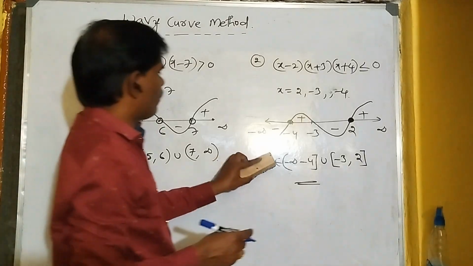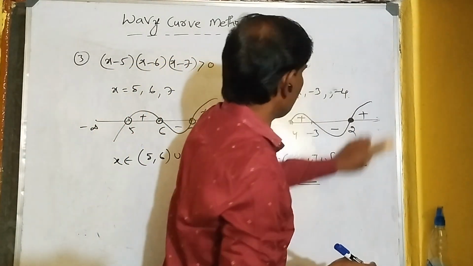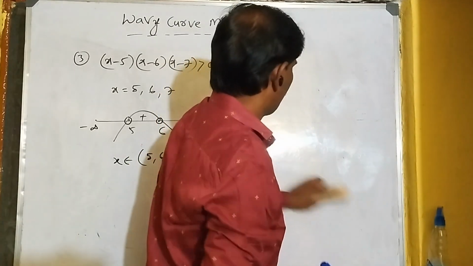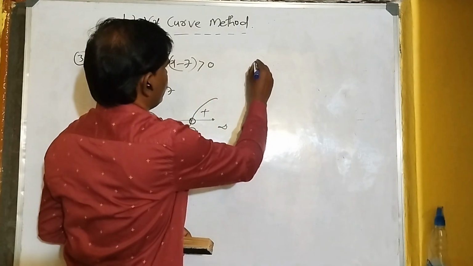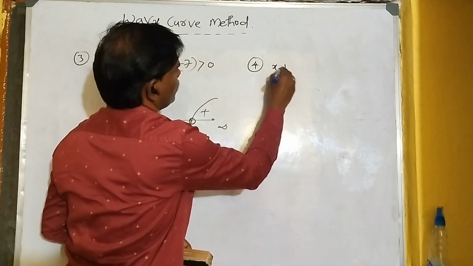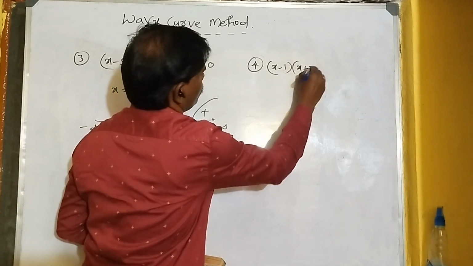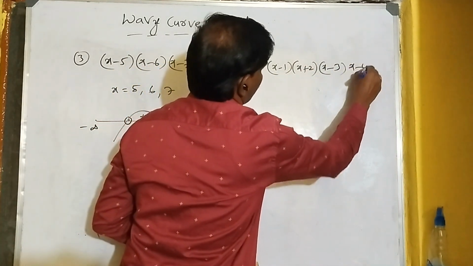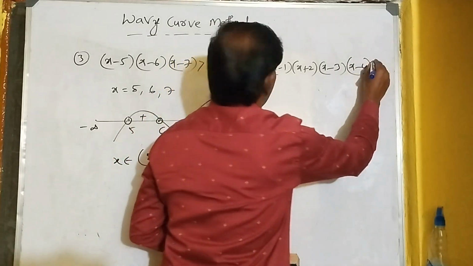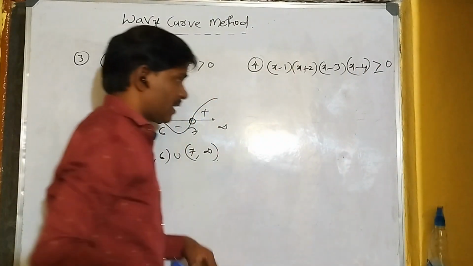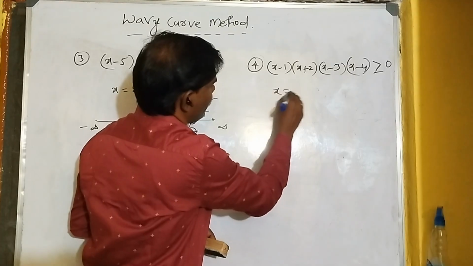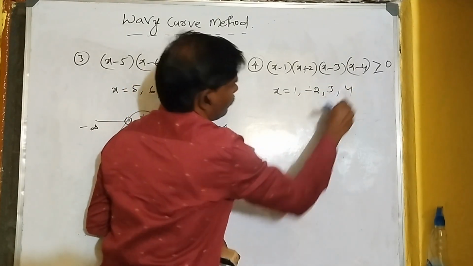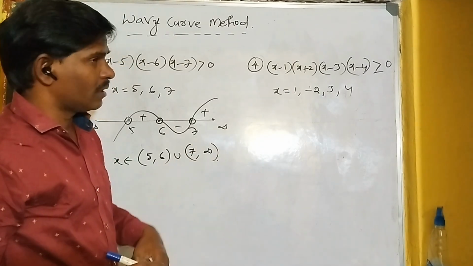Okay, next problem number 4. Okay, the values here: x minus 1 into x plus 2 into x minus 3 into x minus 4, greater than or equal to 0. Greater than or equal to 0. What are the x values? 1 comma minus 2 comma 3 comma 4. Okay, minus 2 comma 3 comma 4.